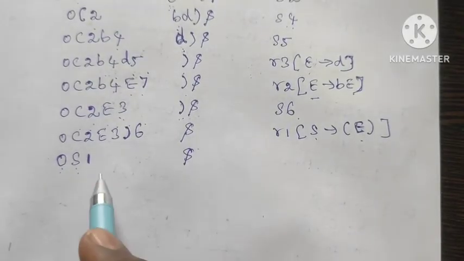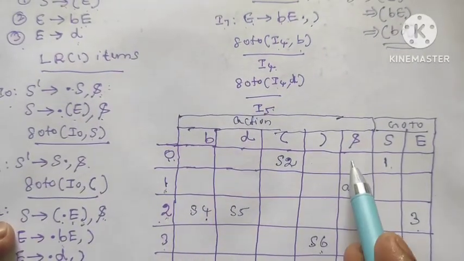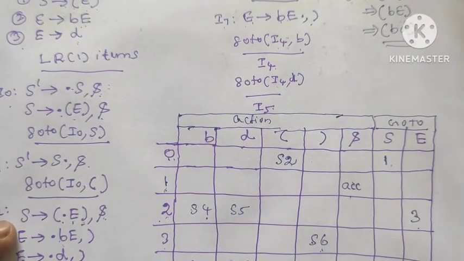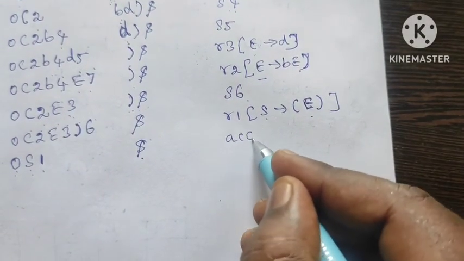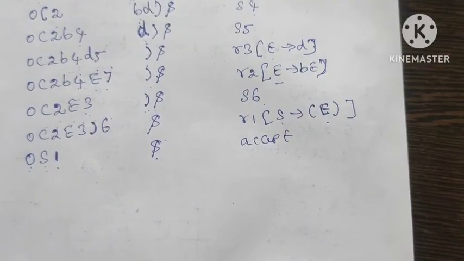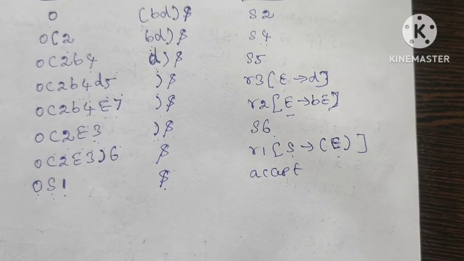Now check 1 and dollar with the table. 1 and dollar, it is accepted, ACC. So you have to write it as accepted. That means the parsing table, grammar and the string which we have taken is right.